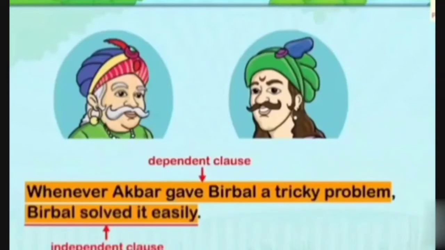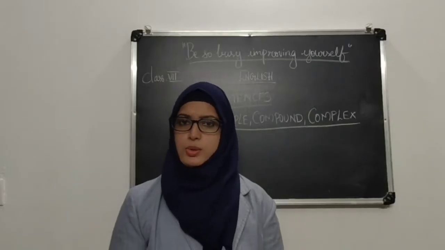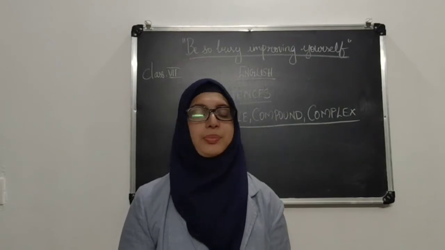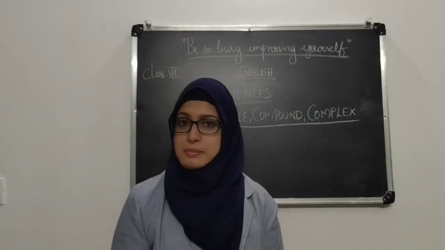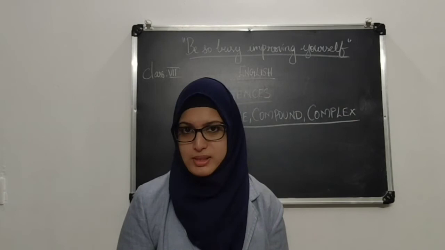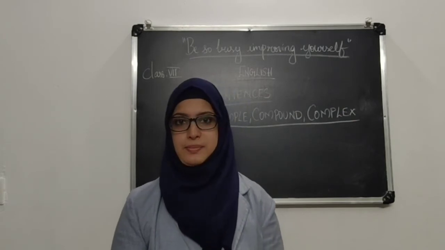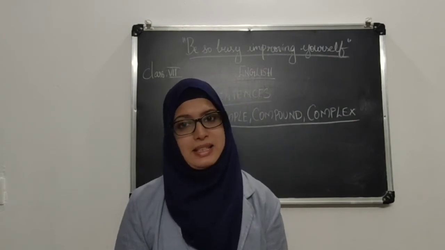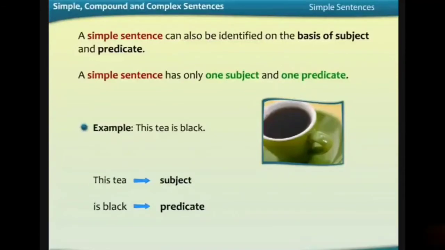So I hope you understood what is dependent clause and independent clause. So I hope children you understood what are clauses, examples and all. Now let's see what are simple sentence, compound sentence, complex sentence. Let's see in detail. So children, we know sentences are divided into three forms, that are simple, compound and complex.